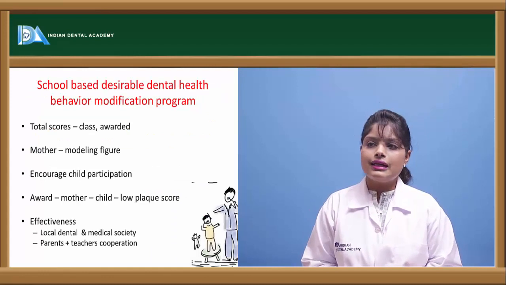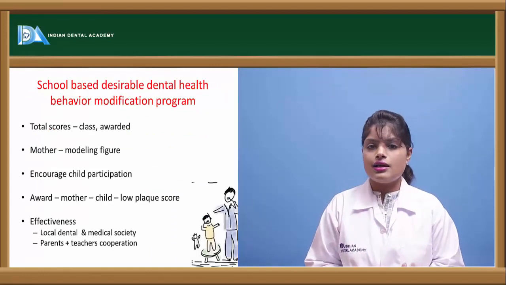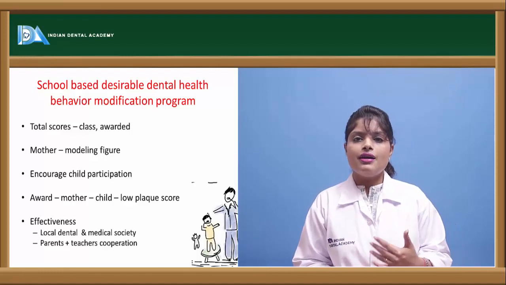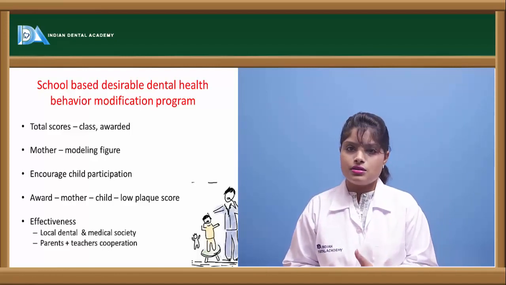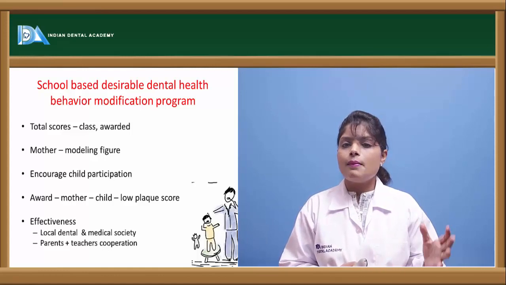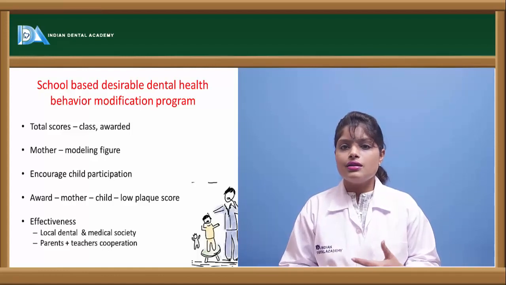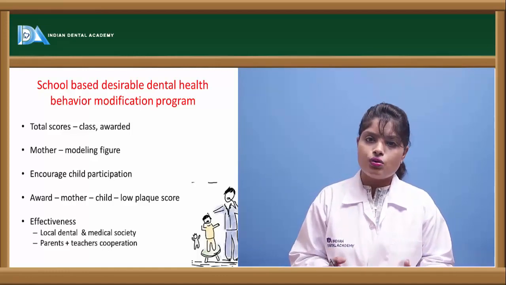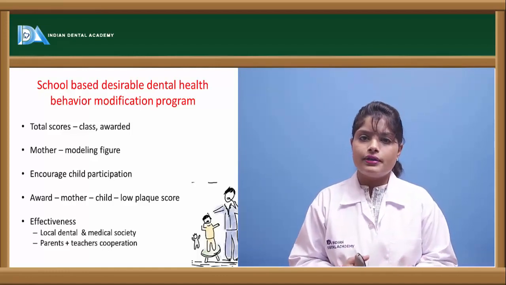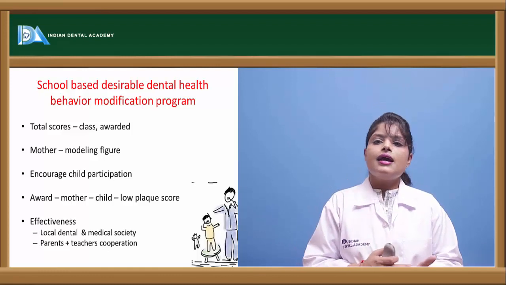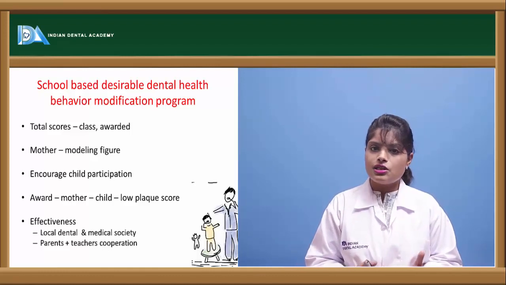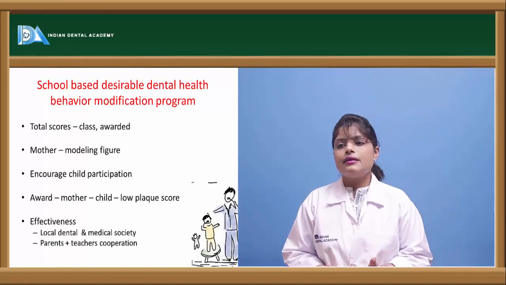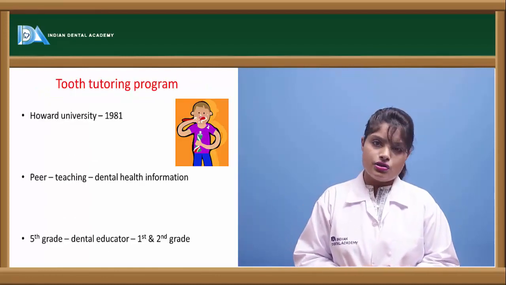So in a total class, if the class is performing well, they generally reinforce the proper behavior by means of a reward system, and sometimes even the mother is also rewarded because the mother is underlying the teaching procedures of the children also. So the mother is also awarded, and the effectiveness is judged by means of a medical society, a local society, the parents and the teachers' cooperation.